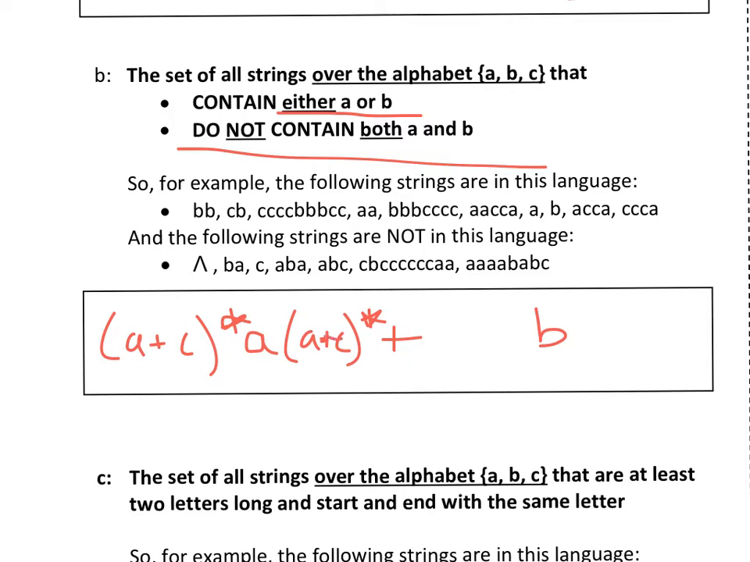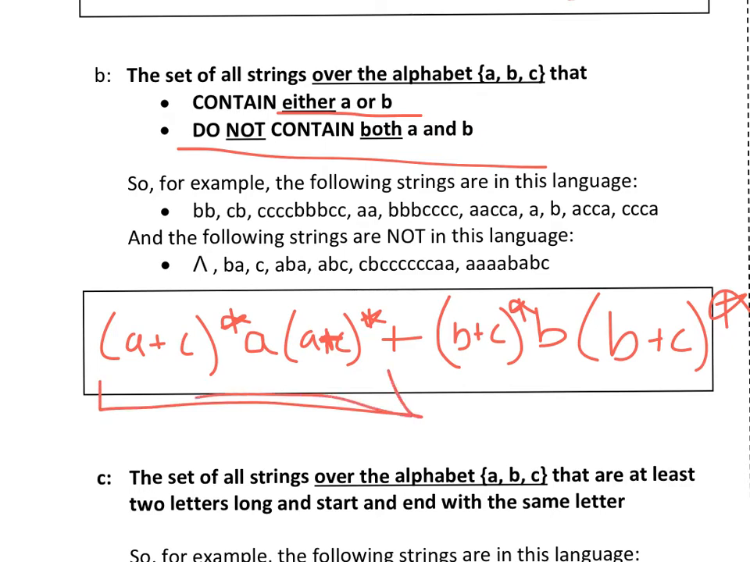That's a plus. Can you tell that's a plus? And on the other side, we can't have any A's, but we can have B's and C's. So B plus C star, B plus C star. So all of these strings are made up of just A's and C's, but they have at least one A. And all of these strings are made up of any B's and C's in any order, except there's got to be at least one B.